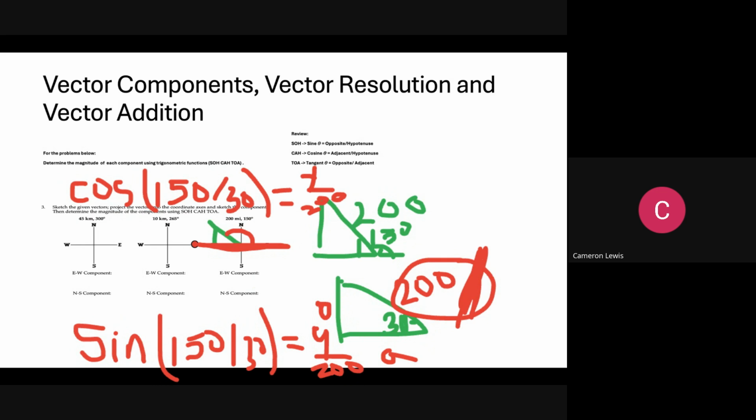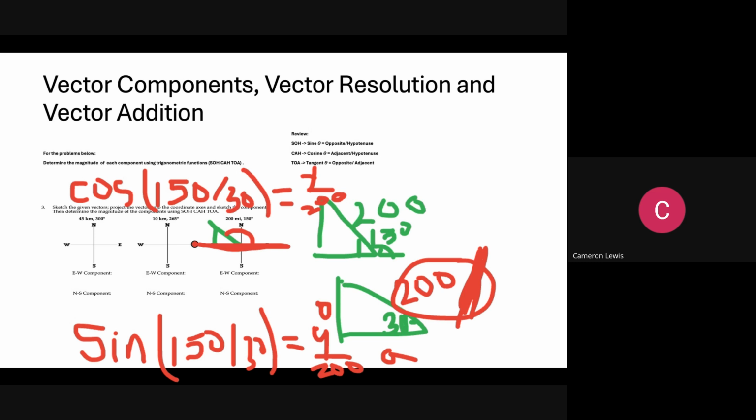Now, what number should I get when I multiply that through? For the sine it's 100, and for the cosine it's around negative 170, I think. So for sine, you got how much? 100, right? And then for cosine, you got how much? Negative 173, I think it was.